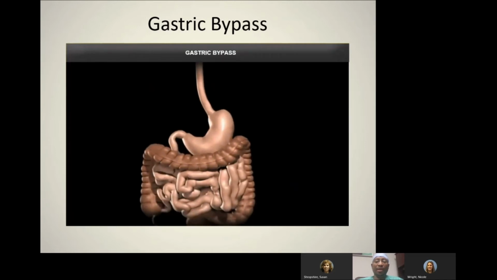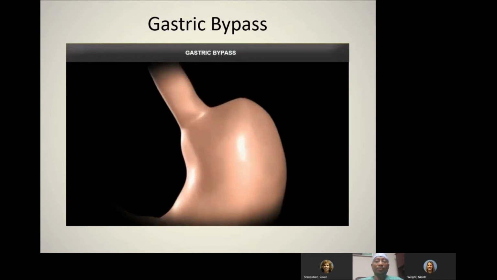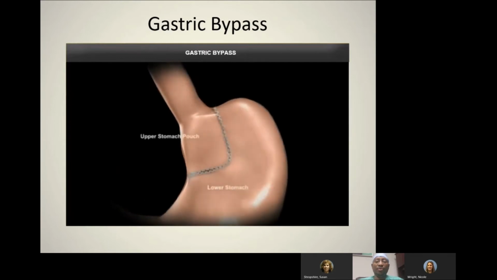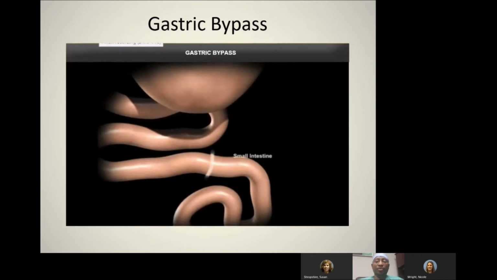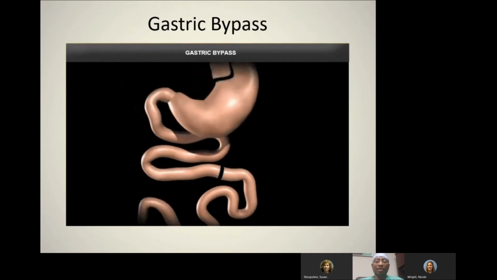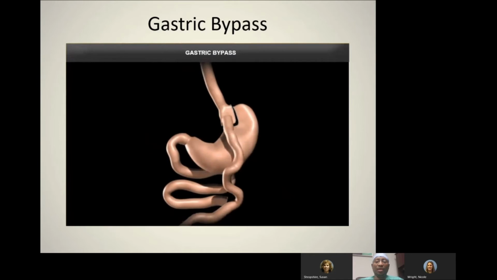But this time with the bypass, we're not actually taking anything out. We start by separating the top part of the stomach from the rest of it to make a small pouch. But then we actually come down to the intestines or the bowels and we cut them and then reroute them or move them up to that new part of the stomach, kind of like moving plumbing around.